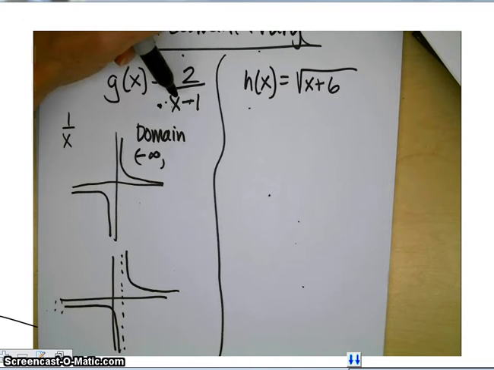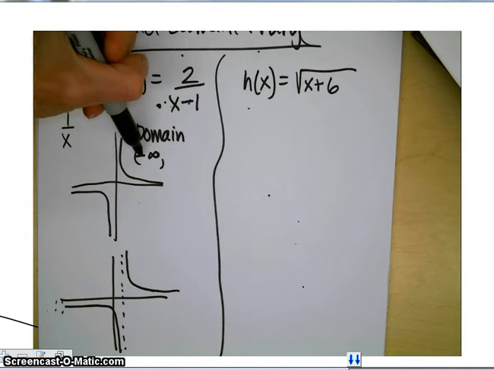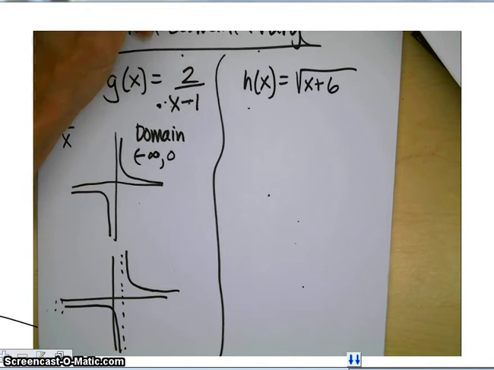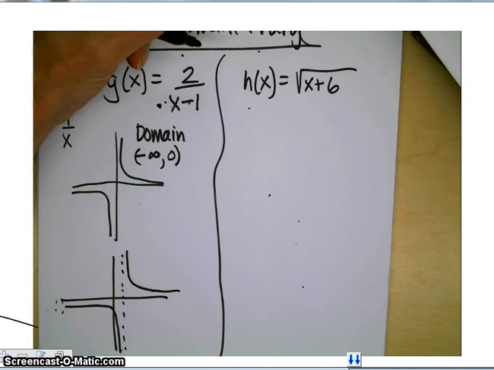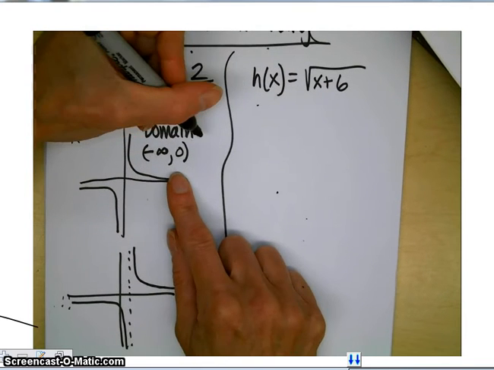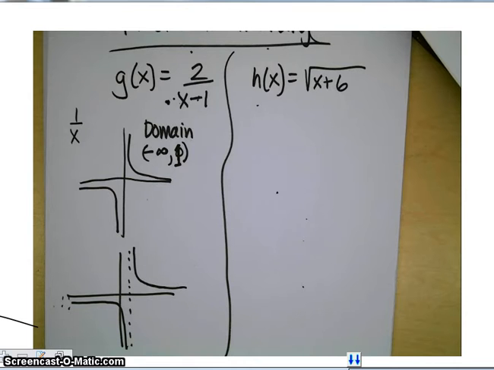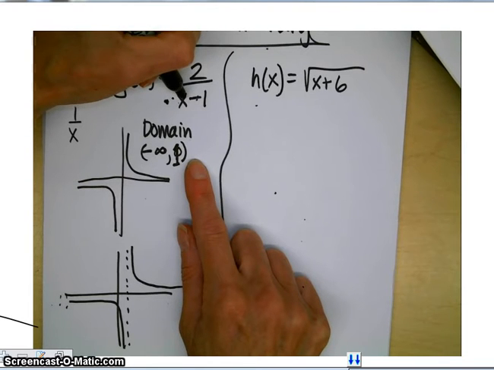Okay. What number is going to screw me up? Why? Then you get undefined. 2 divided by 0. Can't do it. So the domain is going to be -infinity to where? 0. Is 0 included? Oh, no, you can put 0 in. Sorry, -infinity to where? 1. 1 is the number that causes us a problem. That's not included. Okay?